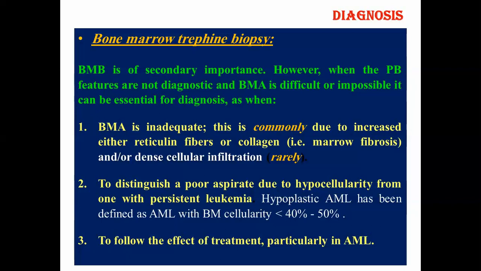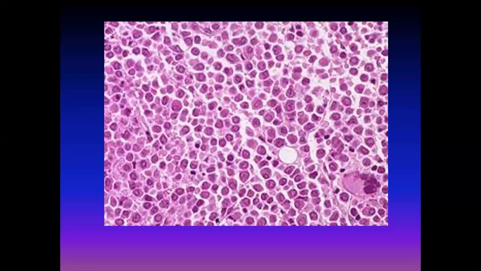predominant, and so on. This is a picture or figure for you to see how the cellularity appears in this trephine biopsy. There is diffuse infiltration of mononuclear, monotonous cells here in the bone marrow biopsy. This is a megakaryocyte.